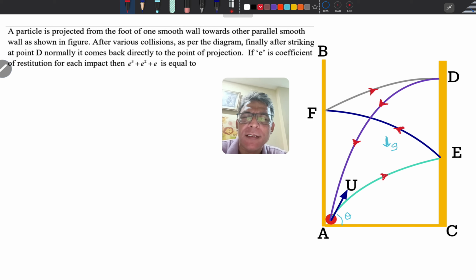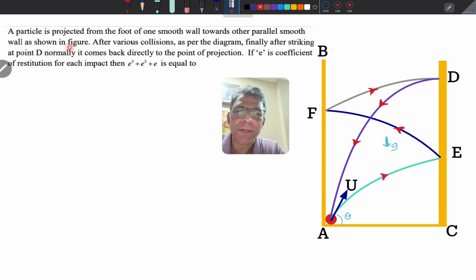In today's video, we are going to discuss the oblique collision, a two-dimensional one, a very simple problem where we apply the collision concept and projectile motion. Let me read the question. A particle is projected from the foot of one smooth wall towards another parallel smooth wall, as shown. These two are walls, AB and CD.